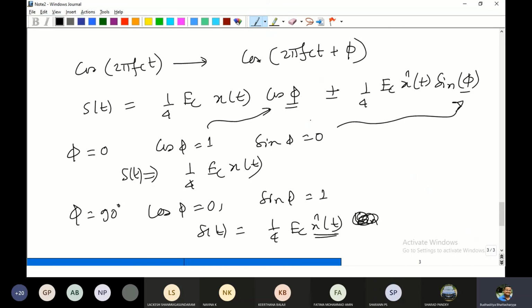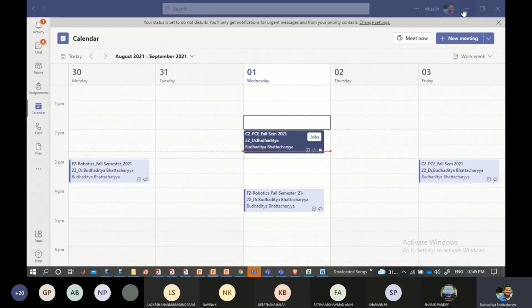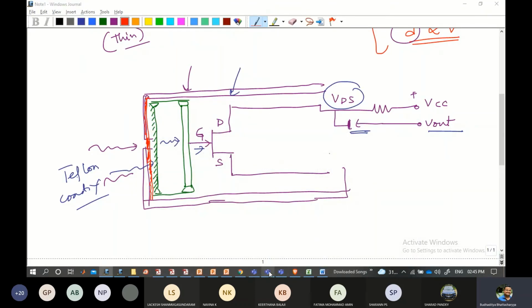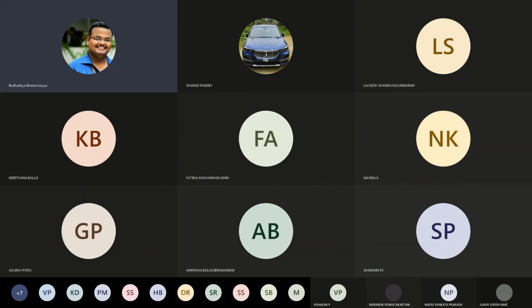So I think this should be enough for today. We have discussed the details about the SSB signal, its generation, and how and why it is so important. We have also found out the different generation and demodulation techniques which exist, and we have found out the pros and cons of all those techniques one by one, so that we are able to figure out which one to choose.